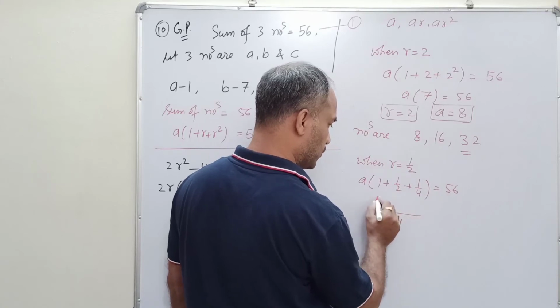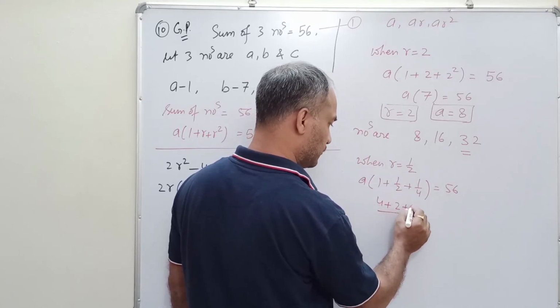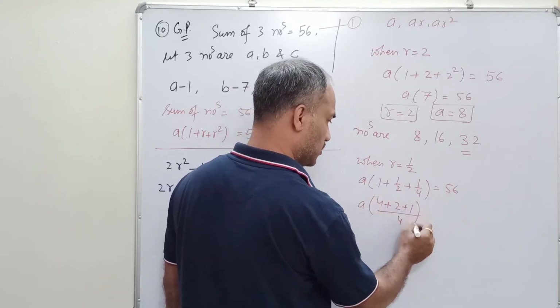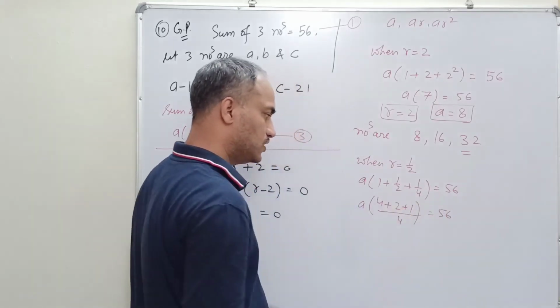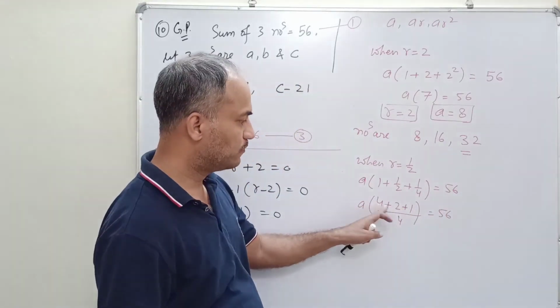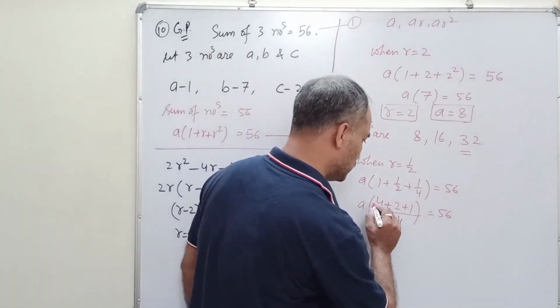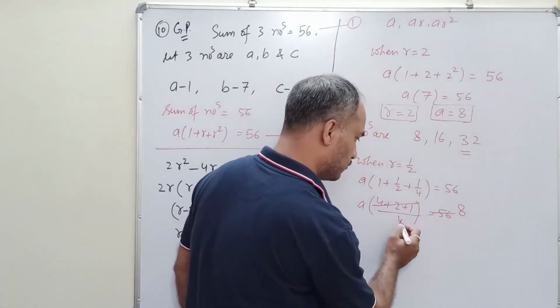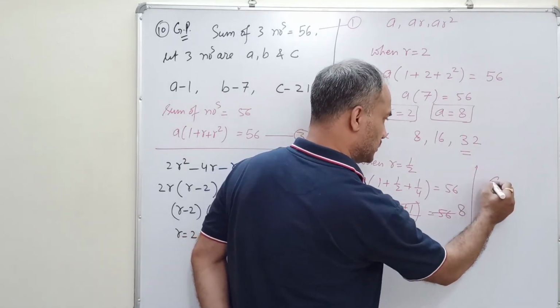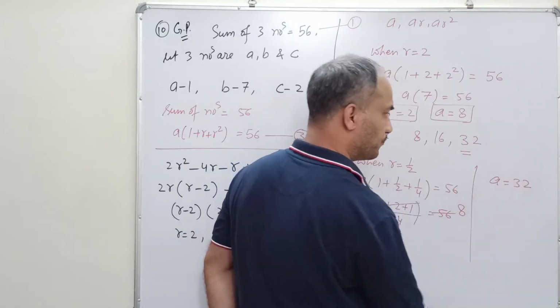LCM is 4. So (4 + 2 + 1) into a. What is this? 4 plus 2 is 6, plus 1 is 7. With 7 we cancel 56. So 7 8s are 56 and 8 4s are 32. So we get a equal to 32.